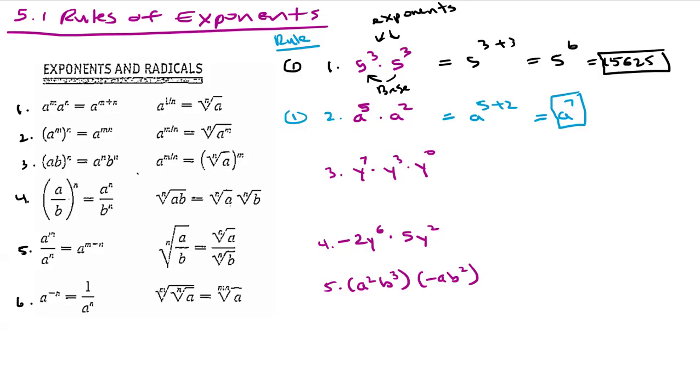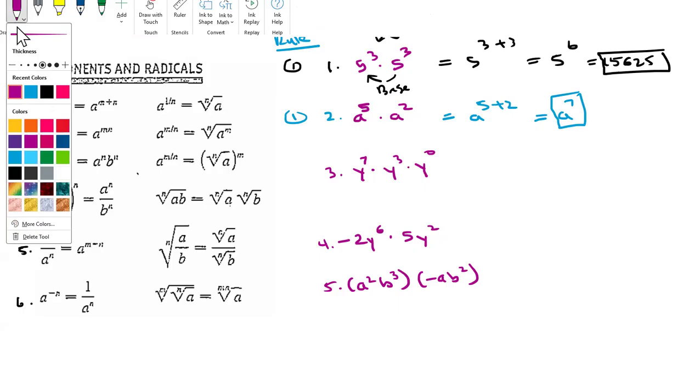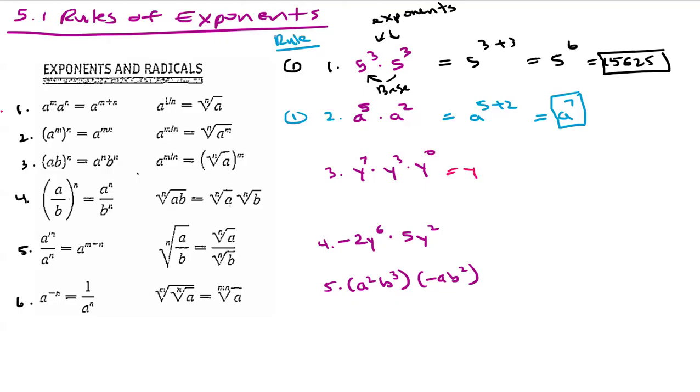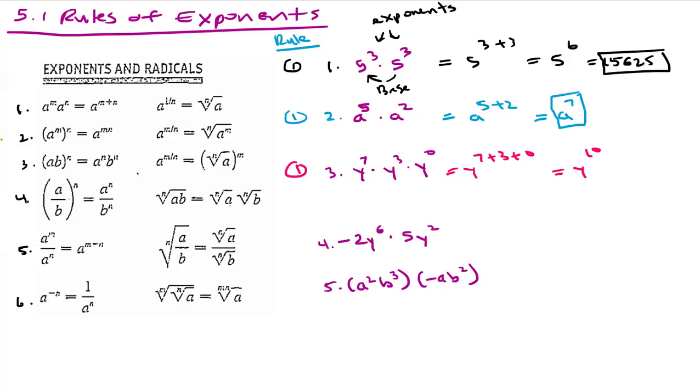Yes, so the third one here is going to be y to the 10th power, because we're just adding the powers, correct? So it'll just be y to the 7 plus 3 plus 0, which gives us y to the 10th power. All right, then the next one, what about that one? Again, we used rule number one for that one. How about the next one? What did we get for that one?